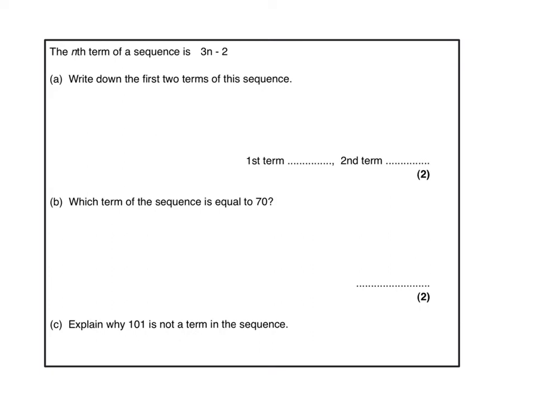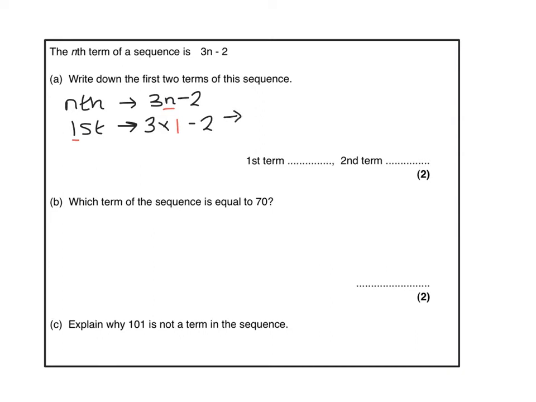The nth term of a sequence is 3n minus 2. Write down the first two terms of the sequence. So we've got that the nth term is 3n minus 2. I want the first term, I don't want the nth term, so I've swapped the n for a 1. I need to swap that here, so 3 times 1, and then take away 2.